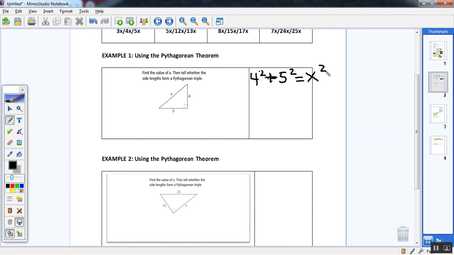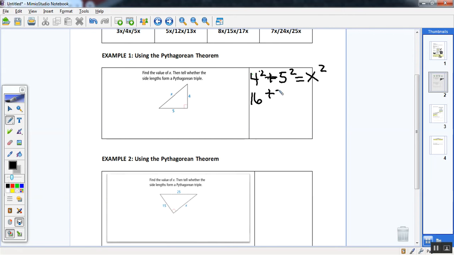How many agree with the way that this is set up? 4 and 5 are in for my legs. Yep. X is in for the hypotenuse. Okay, so we've got some mental math to do. If you're not sure about stuff, calculator always comes in handy. What's 4 squared? 16. How about 5 squared?